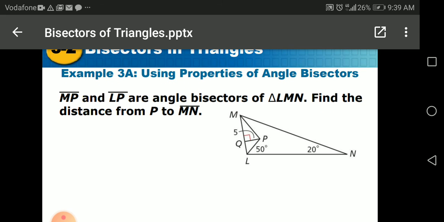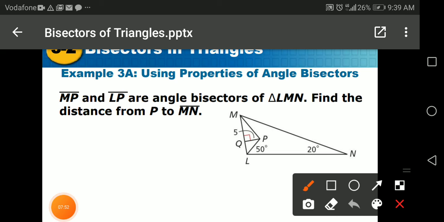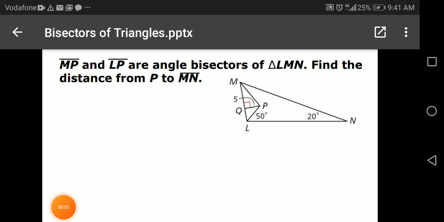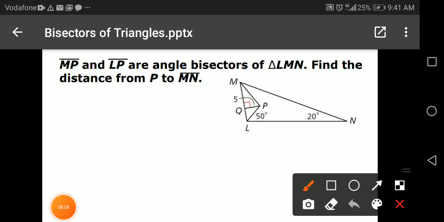MP and LP are angle bisectors of triangle LMN. Find the distance from P to MN. Where is P? P to MN. This is MN. He wants me to find the distance from P to MN. What do you think? This perpendicular will also give me the same 5 as PL.